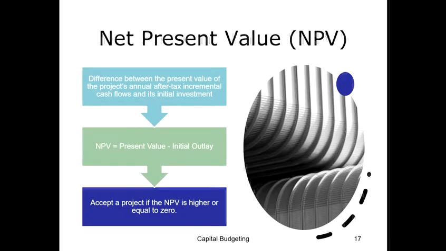So NPV ni ialah difference between the present value of the project's annual after tax incremental cash flow and its initial investment. So formula dia ialah present value minus with initial outlay, di mana present value tu kita kena carilah. So kita pun akan menggunakan table untuk baca value tu. Tapi kita tak akan tengok FV punya table lah. Kita hanya akan tengok PV, sama ada PVIFA ataupun PVIF punya table sahaja.